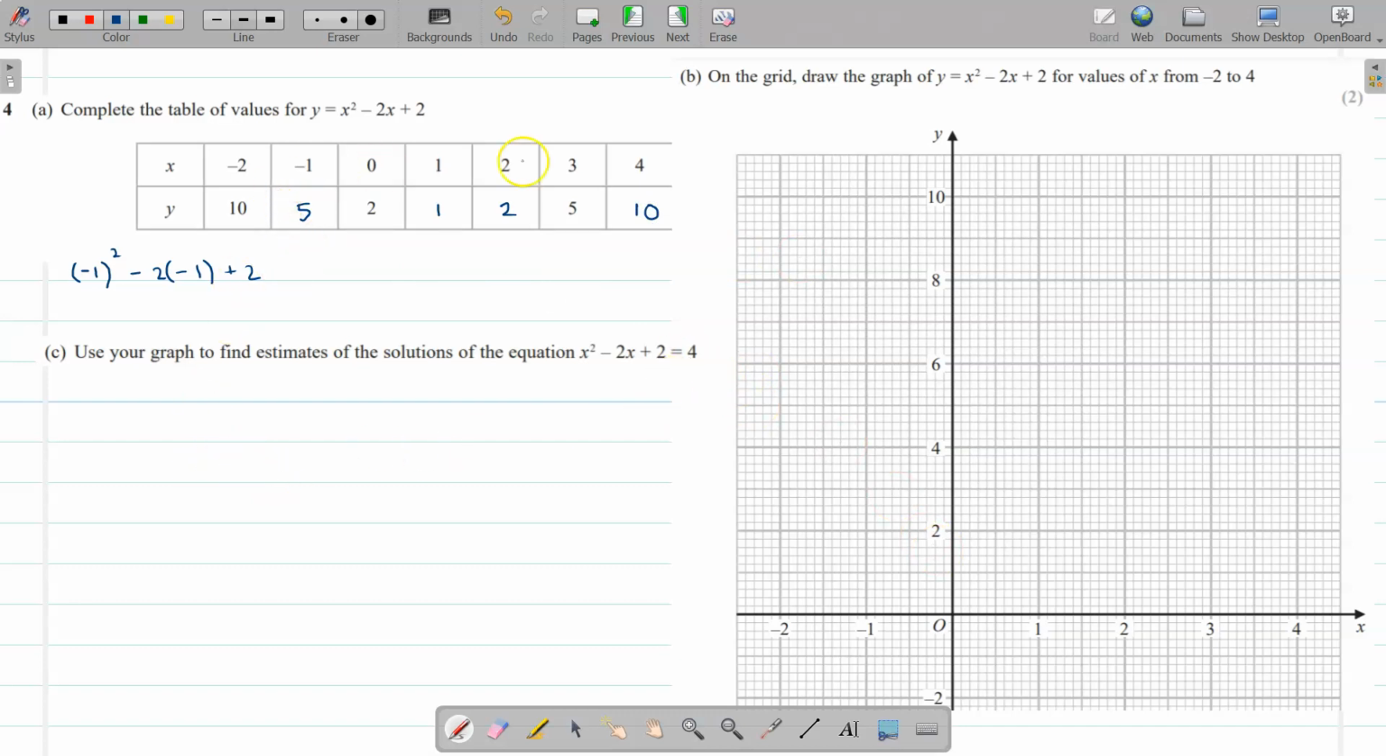You have to then plot those points on your graph, so just plot them carefully. -2, 10 is up here, and then we come down to -1, 5, which is here. Then we come down to 0, 2, which is there, and then it's 1, 1, and then it's 2, 2, and then we go up to 3 and 5, and finally 4 and 10. If it's not symmetrical and smooth looking, then you've done something wrong.